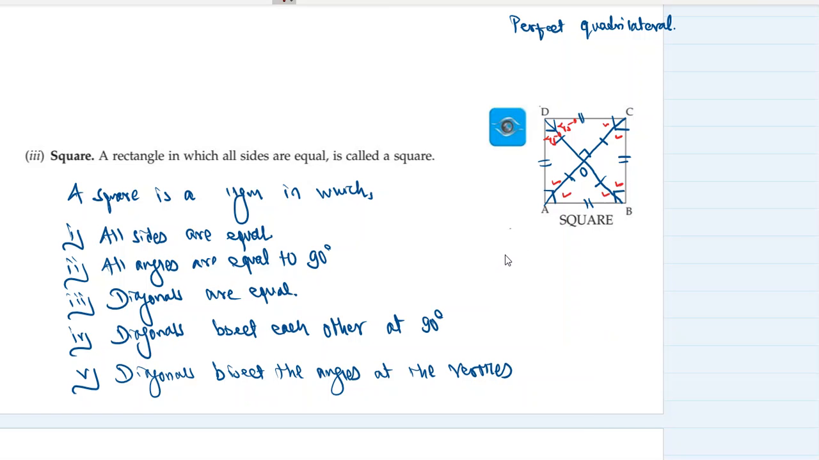और एक स्पेशल प्रॉपर्टी मैं लिख नहीं रहा हूं, लेकिन तुम्हें बताता हूं orally, that the diagonals divide the square into 4 congruent triangles. इसका मतलब है कि ये वाला ट्रायंगल, ये वाला ट्रायंगल, ये वाला ट्रायंगल और ये वाला ट्रायंगल, OCD, OAD, OAB और OBC, ये सारे कॉन्ग्रुएंट है और उनका एरिया भी इक्वल है। So these are the special properties of square, that was square.